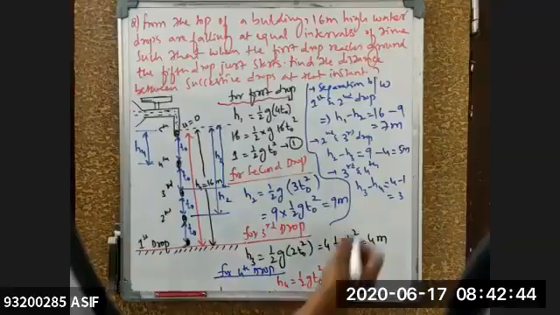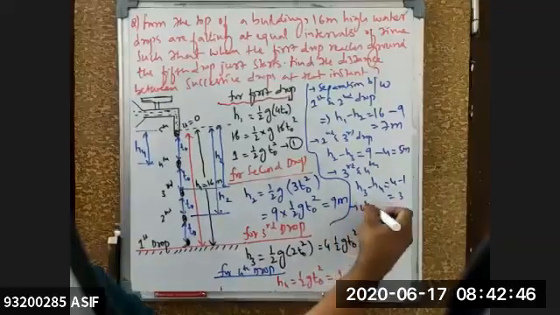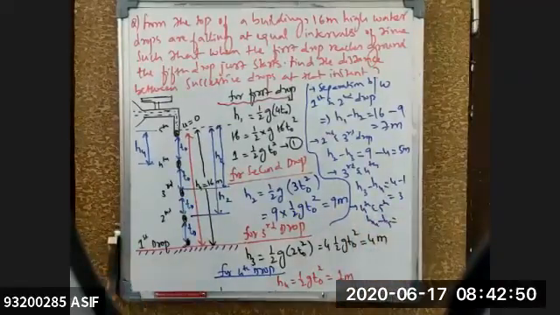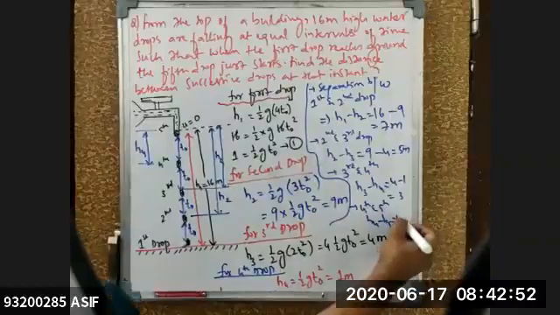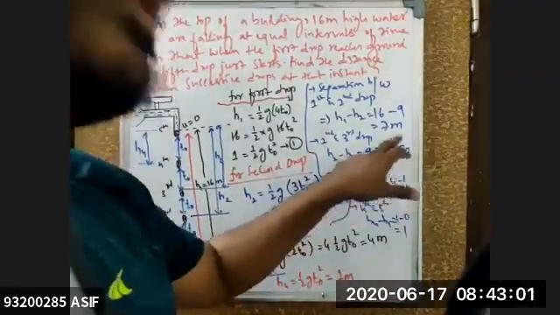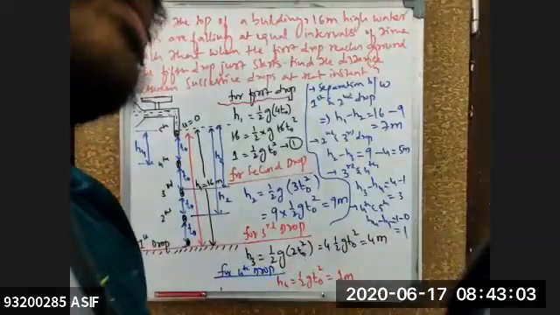Fourth drop and fifth drop. That means H4 minus H5. H4 is how much? 1. H5 is 0, since it has not started. But how much will it be? 1 meter. See the ratio of this one: 1 is to 3 is to 5 is to 7. Is it not in that ratio?